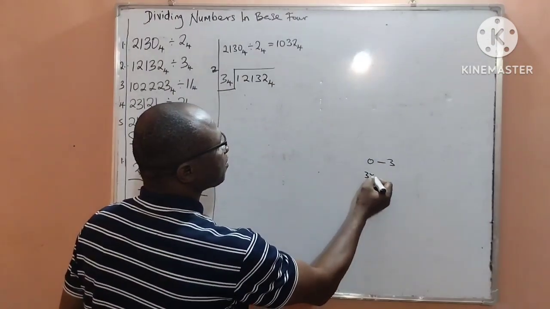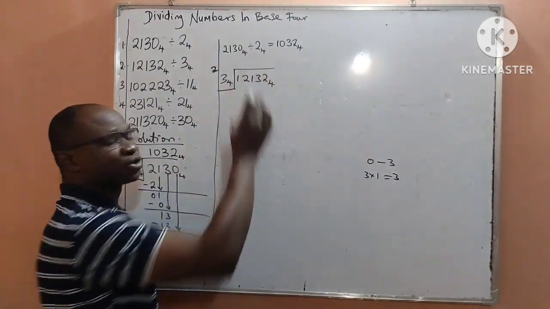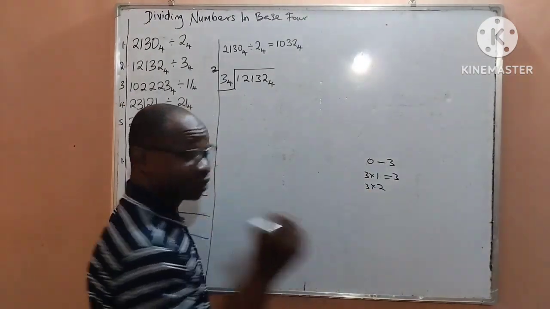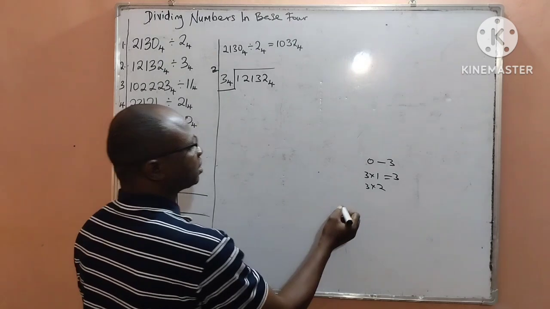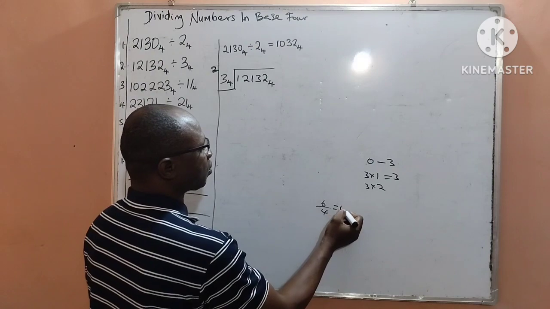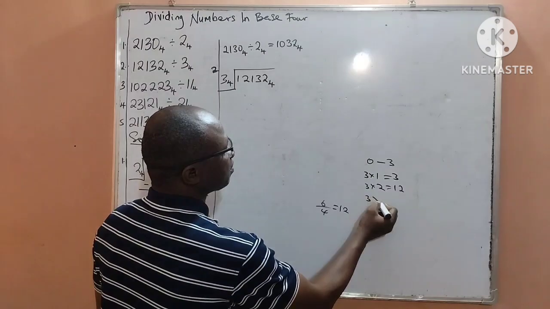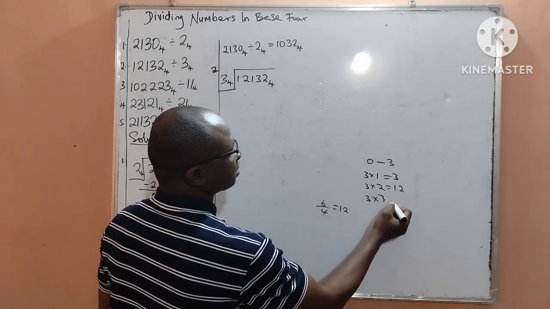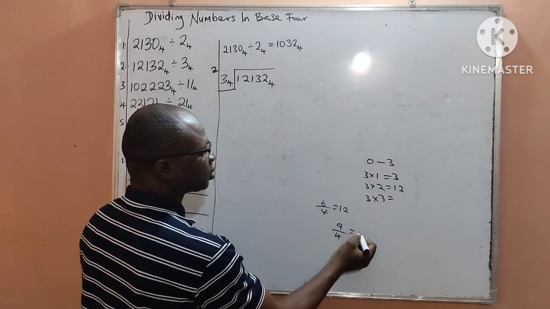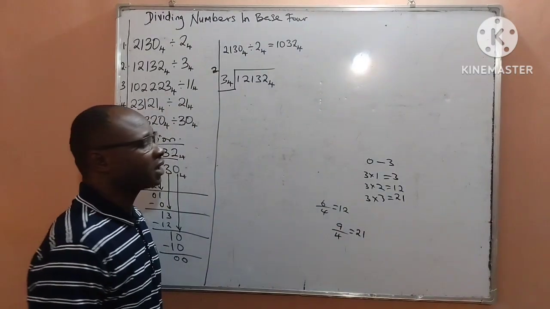So 3 multiplied by 1 is 3. So 3 is one of the digits that is possible to come out in base 4. Next, 3 multiplied by 2 in base 4. What is it going to be? It is going to be 6, then divided by 4 will give us 1, remainder 2. So that is equal to 12. Next, 3 multiplied by 3. That is going to give us 9 divided by 4, which gives 2, remainder 1. So that becomes 21. Okay?